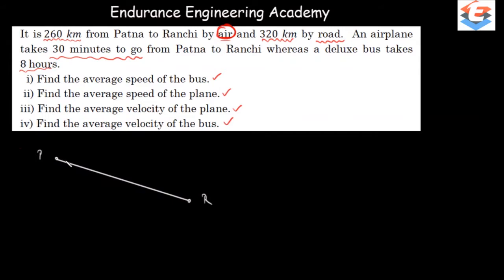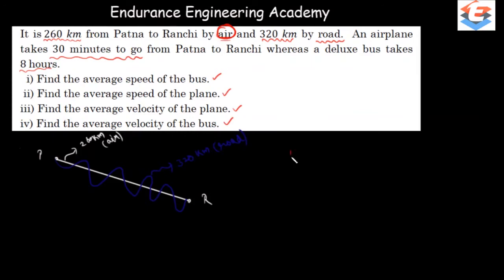Okay, so this distance was how much? 260 kilometers. And this is by air, which means I am traveling in plane. But if I travel in bus, it's going to take different routes, different turns and all those things, and it covers a distance of 320 kilometers, and this is by road. Okay, right, so now let us start discussing the problem.